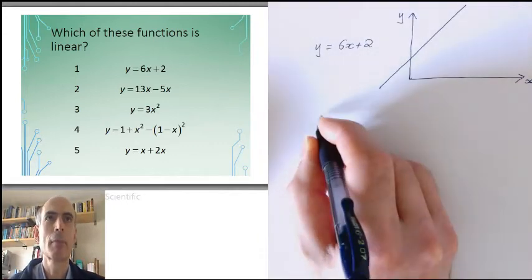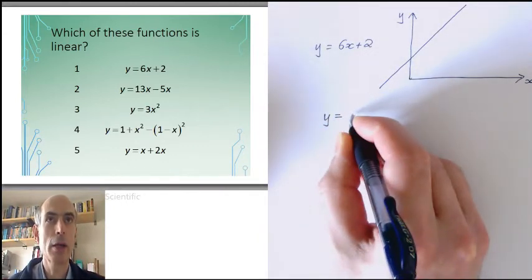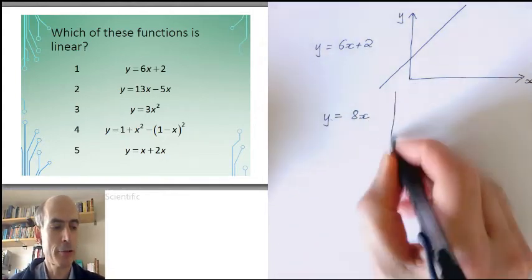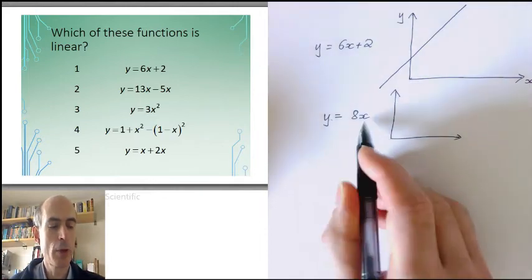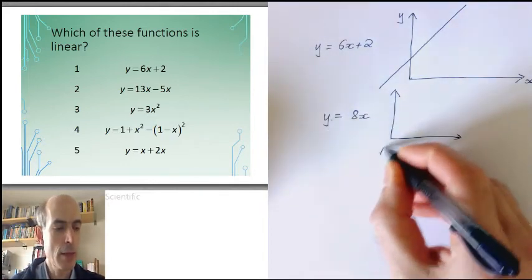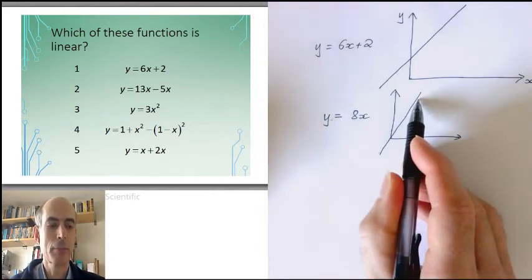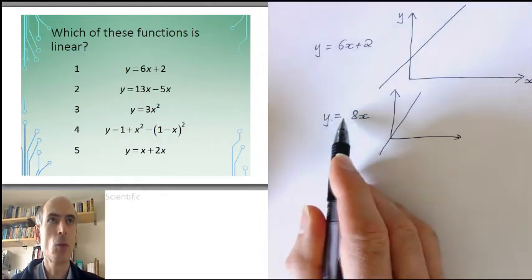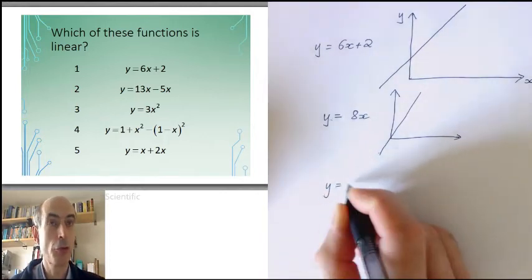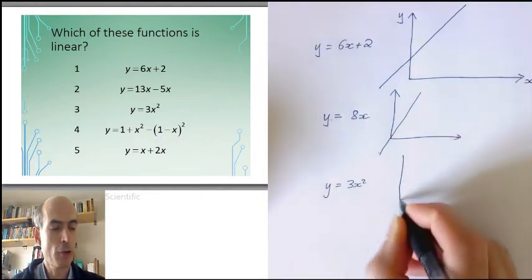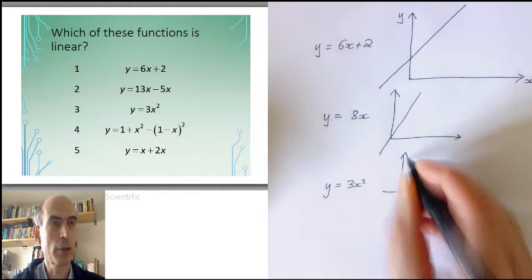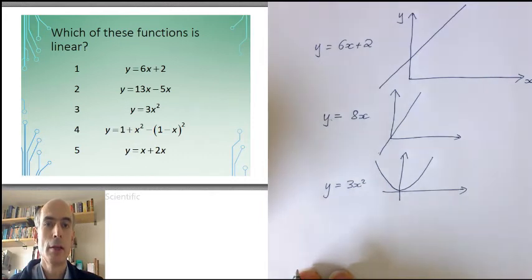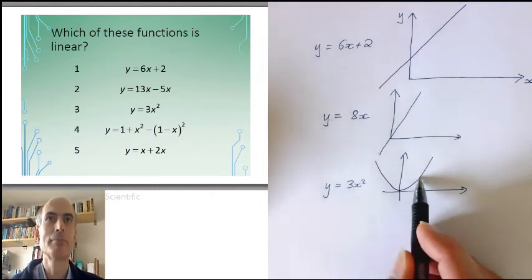Number 2, I could write that as y equals 8x. Yes, that's linear. A graph of that would go through the origin. When x is 0, y is 0, and it's a straight line. So number 2, yes, that is linear. Number 3, y equals 3x squared. A plot of that graph would look something like this. No. Definitely not linear, it's not a straight line.